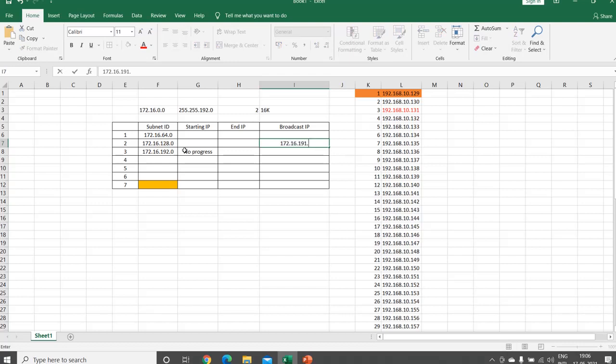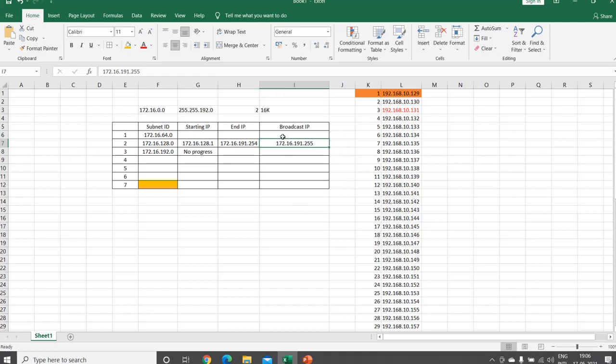172.16.191. The previous network will be 191, the last address of the previous network. That is a broadcast IP, right? 191.255. So what is the end IP? It will be 172.16.191.254. So this is the end IP. And the starting IP is easy, right? 172.16.128.1. So this 128.1 is the starting IP, that 191.254 is the ending IP, and this is the broadcast IP.